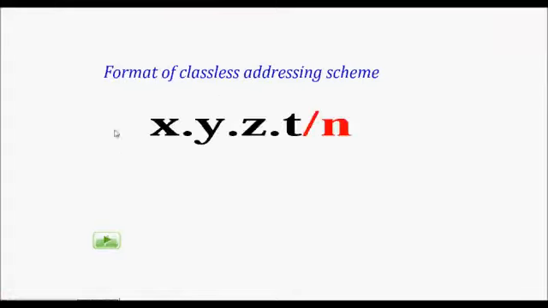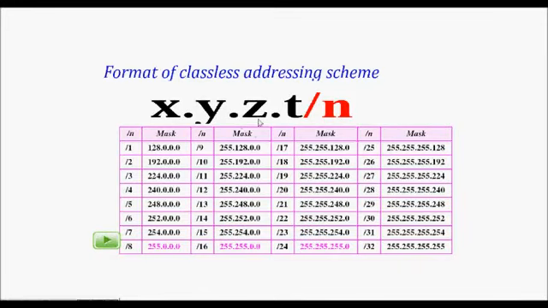Now what about the format of the classless addressing scheme? It's x.y.z.t/n. So this is the format for classless addressing. These are the masks that are shown. So how to find the network part? For example, if you have a /8 network, this means your network part is 8 bits. So you apply 255 to it and the rest of it. So this will be your network part.